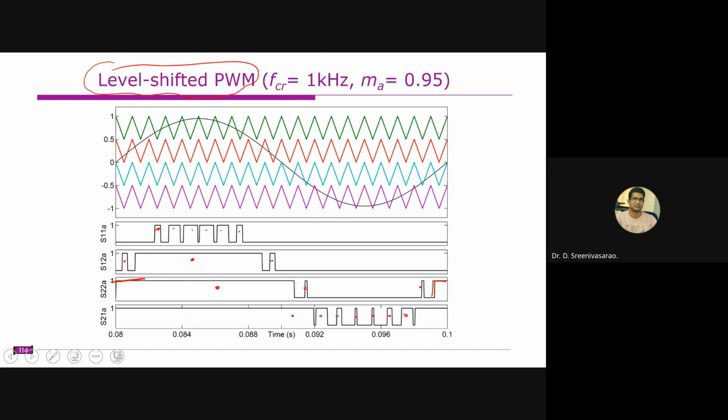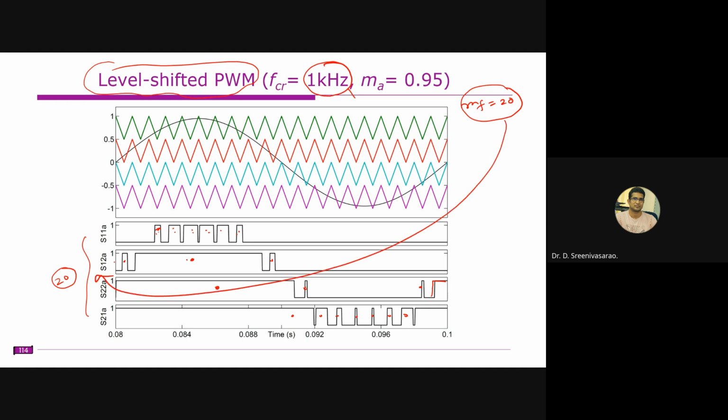So in this case, for example, it is 1 kilohertz, so that means here MF is 20. If you count all the switchings of these 4 switches, this is 1, 2, 3, 4, 5, 6, 7, 8, 9, 10. If you count all these dots here, you will approximately get 20, including some small narrow pulses, or theoretically you will get 20 here. So this 20 is equal to this one.